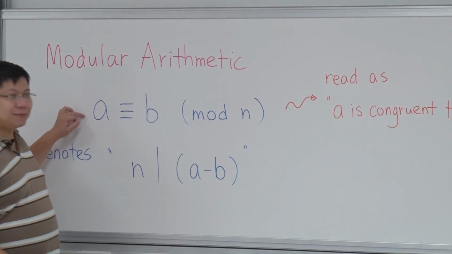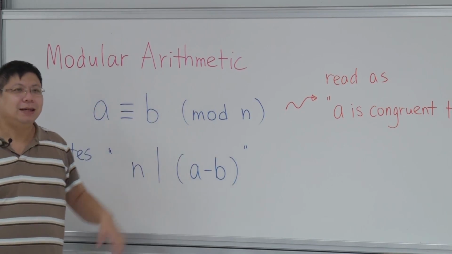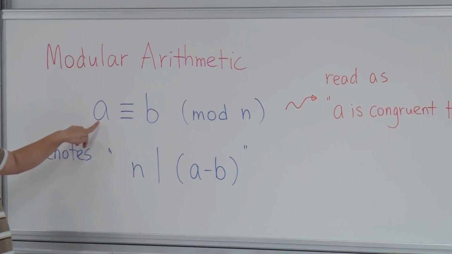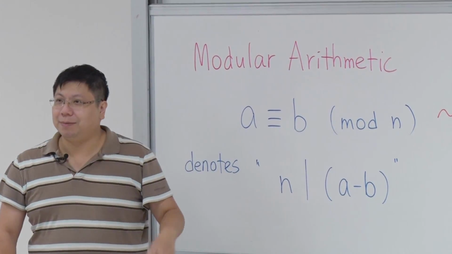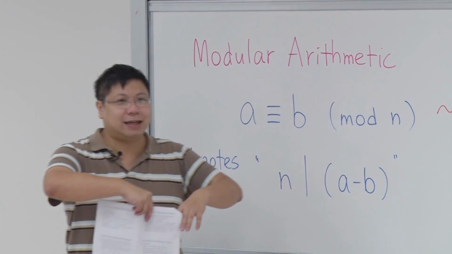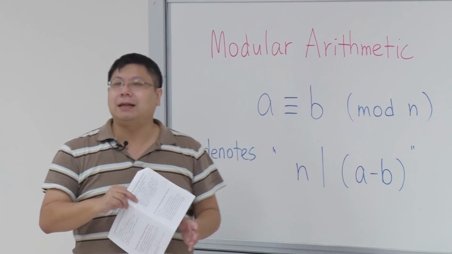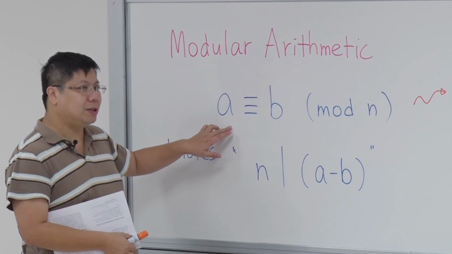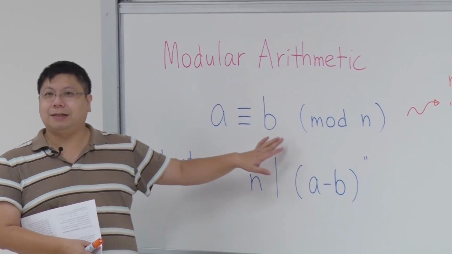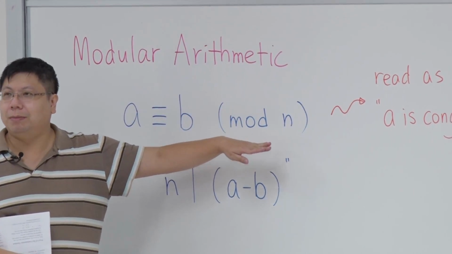If you look at this, you have an A, then a symbol which looks like equal, then a B, and then bracket modulo n. It reads as A is congruent to B modulo n. Congruent means the same. If you have two triangles that are exactly the same, with the same length, same size, same angles, then they are called congruent triangles. Here we are looking at integers. We are saying that integer A is the same as integer B under a certain type of scenario. We call it modulo n.